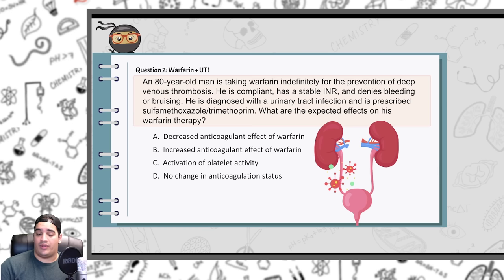Well, as we talked about before, Bactrim or trimethoprim-sulfamethoxazole is a CYP450 inhibitor. So whenever warfarin is getting metabolized, if you inhibit the metabolism of warfarin, you'll actually increase the concentration of the warfarin drug within the blood. And so now you're going to have more warfarin running around the blood. You're going to have an increased anticoagulant activity of warfarin. And so you'll have a higher risk of bleeding in these situations. So I would say it would be B, increased anticoagulation effect of warfarin.